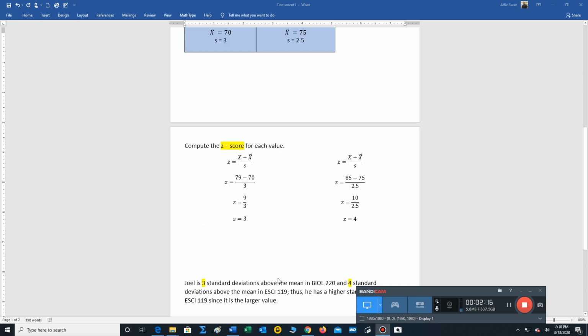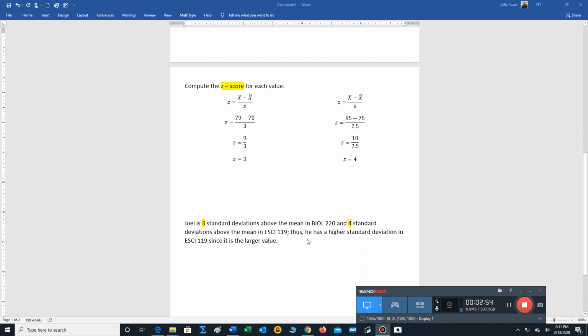So our next step is to compute the z-score for each data value by inserting the values that were given before into the formula. For x we plug in Joel's score, for x bar we plug in the mean, for s we plug in the standard deviation, and we compute the z-score for each data set. If you perform your order of operations correctly, you should end up with z equal to 3 for the Biology 220 course and z equal to 4 for the Earth Science course.